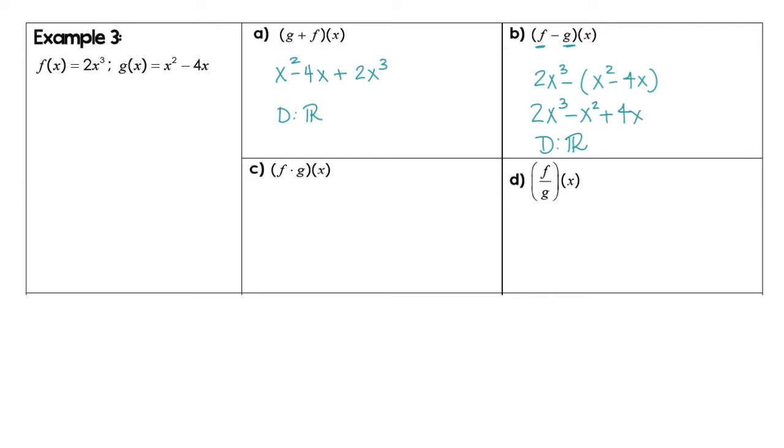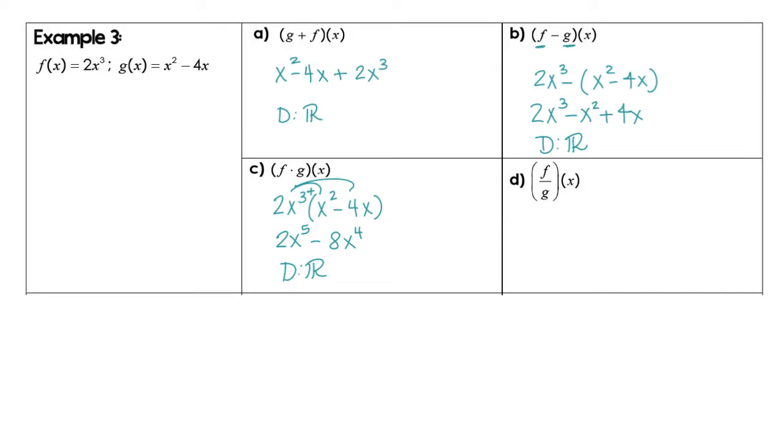Part C, we're going to multiply these two. So when multiplying them, we've got 2x cubed, and I'm going to multiply to that x squared minus 4x. I will do our distributive property here. So that's going to be 2x to the 3 plus 2, so that's going to be to the 5th. And then I'm going to have minus 8x to the 4th. And again, the domain here, this is a polynomial, so it is all real numbers.